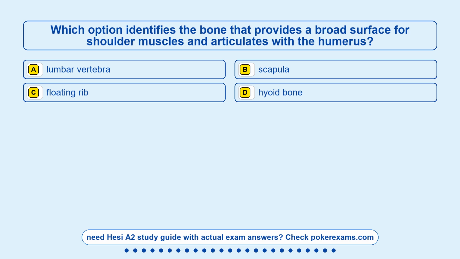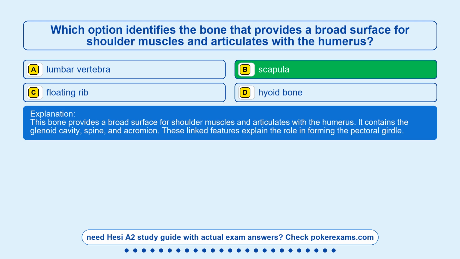Question 23. Which option identifies the bone that provides a broad surface for shoulder muscles and articulates with the humerus? Option A, lumbar vertebra. Option B, scapula. Option C, floating rib. Option D, hyoid bone. The correct answer is option B, scapula.